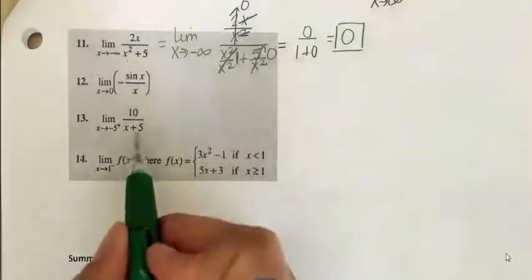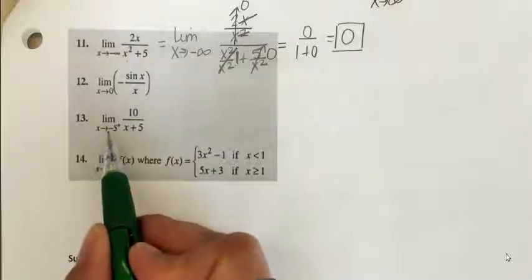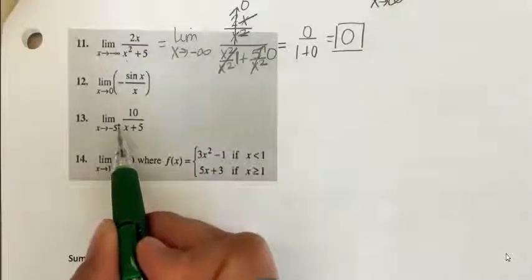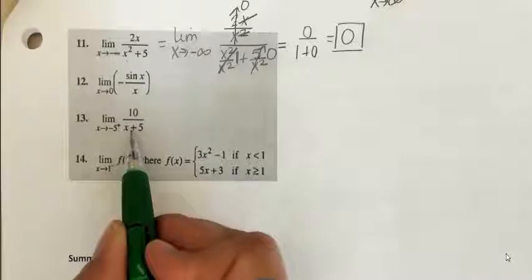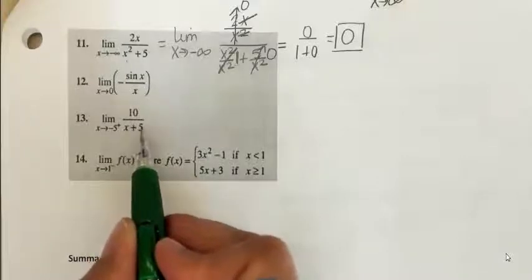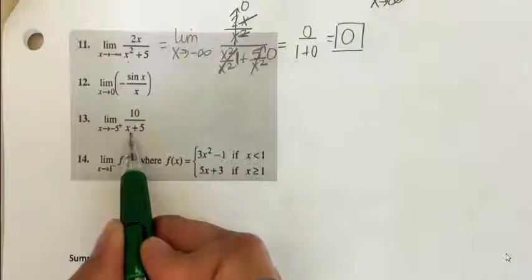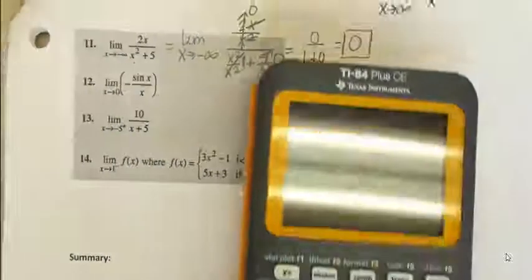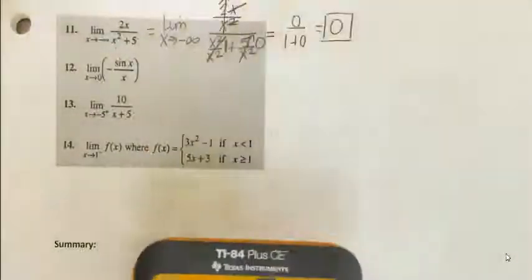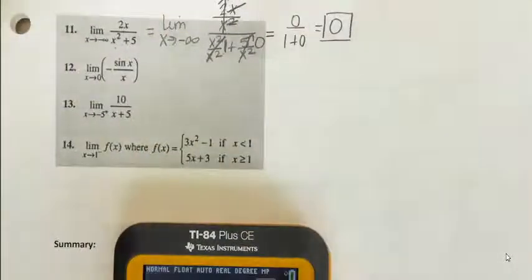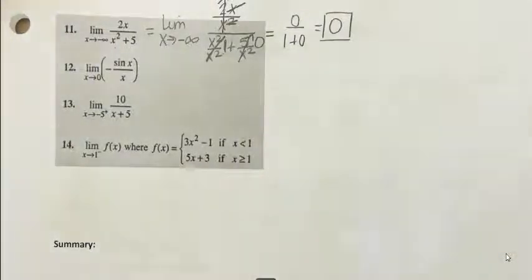All right, so the number 13, the limit as x approaches -5 from the right of 10 over x plus 5. Okay, so there's really no way, if I put a -5 here, I'm going to end up undefined. So really the only thing that I can do is use my graphing calculator, or have a really good idea of what this graph is. Maybe that's where I should start.